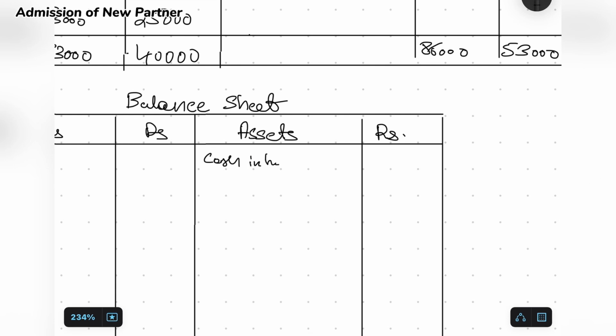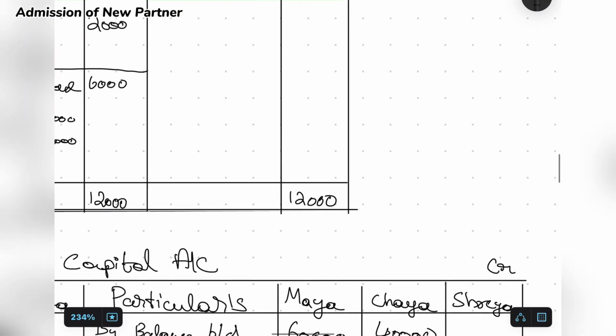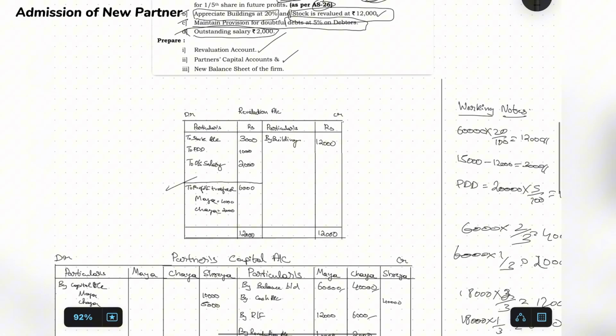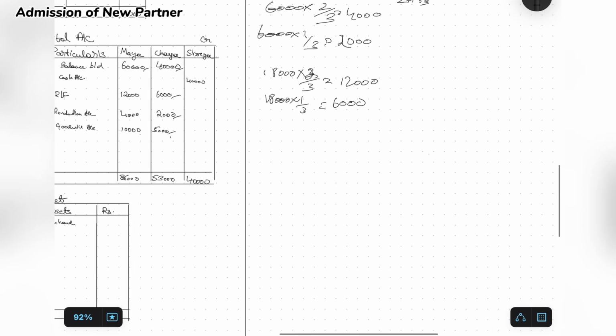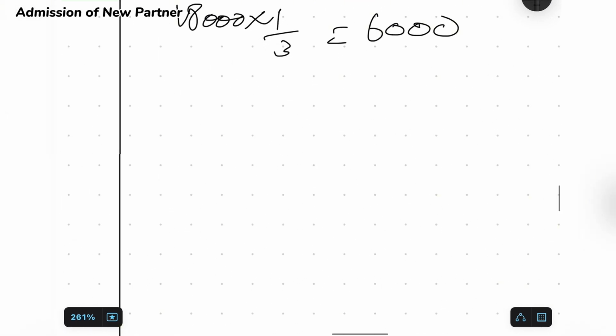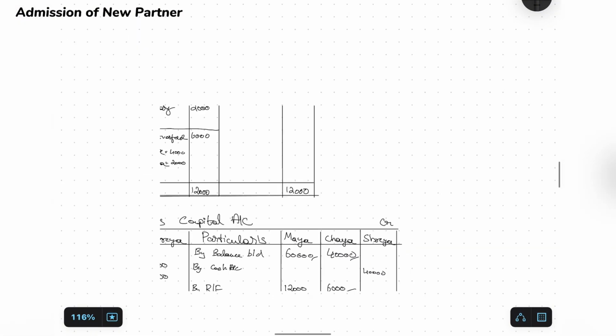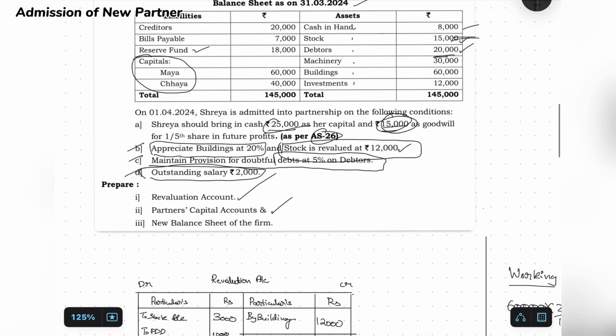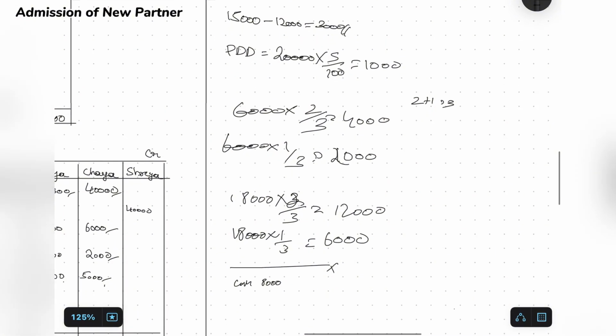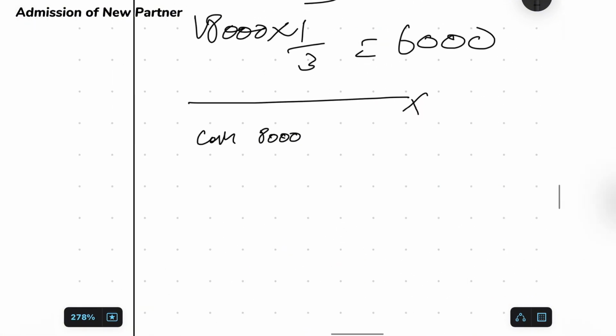Cash in hand. So cash in hand we have 8,000 rupees. This is one of the important topics. We have 8,000 in cash, and the new partner is bringing the cash as capital and goodwill. The new partner is bringing the cash, so I will add that up for the cash account.